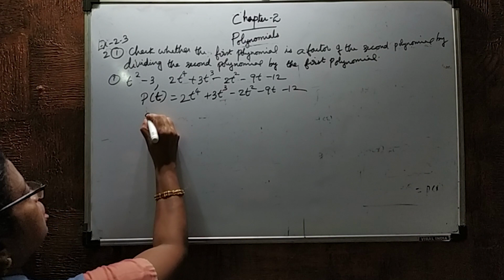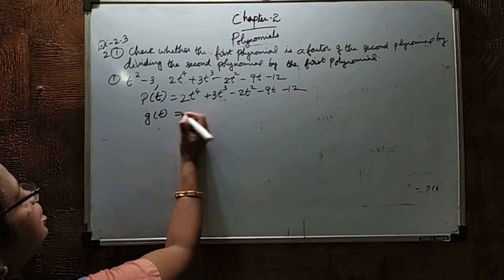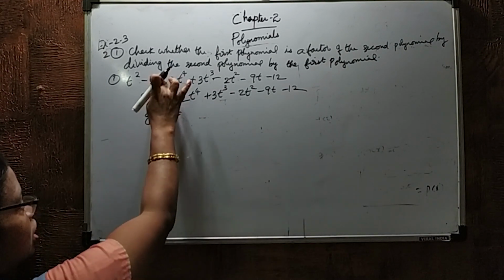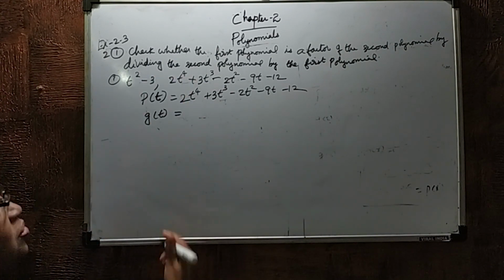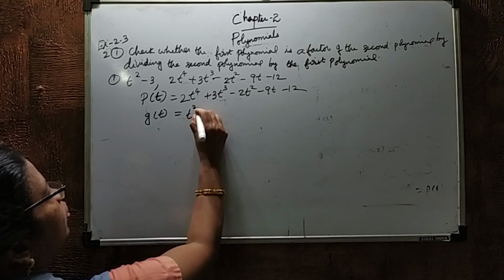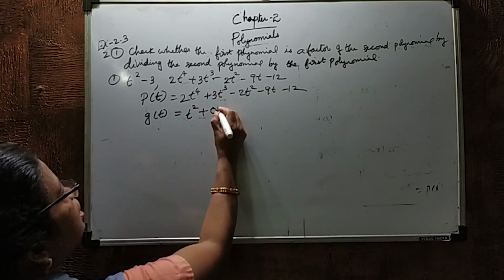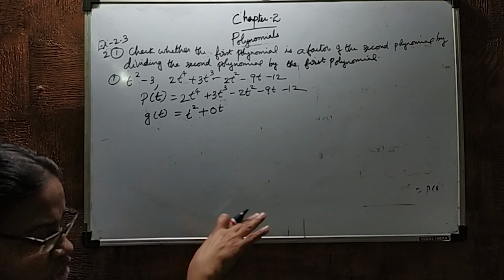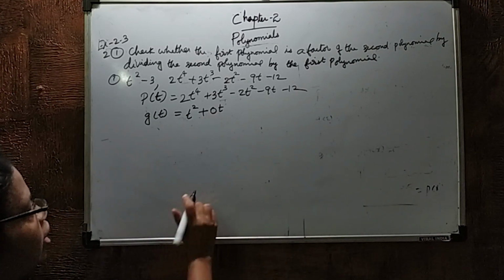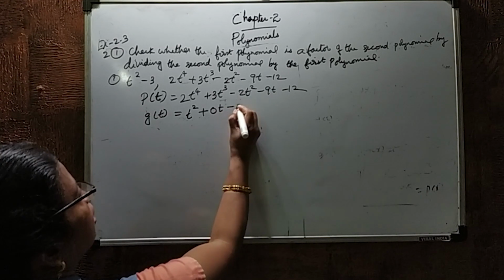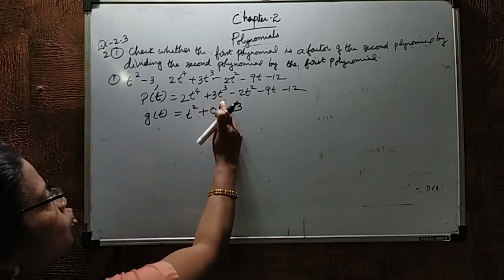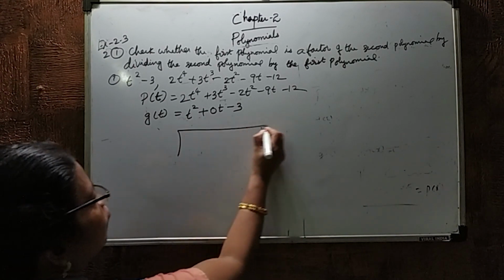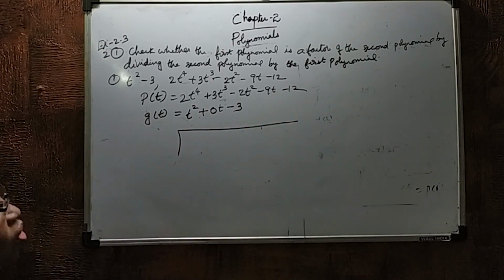So next, g of t is equal to, now 2 only, 1 is not there. Here t raised to 0 is there. So 1 is missing. So it is t square plus 0t, when 0 is the coefficient we are introducing. So plus 0t you can write. And then minus 3. Now 2, 1, 0. Now we have to divide and find out whether we get the remainder 0 or not.